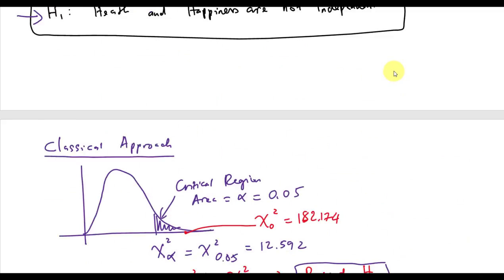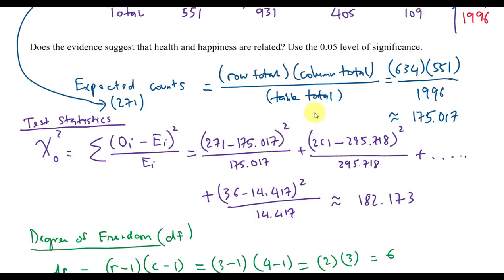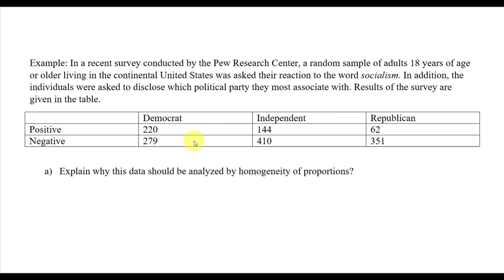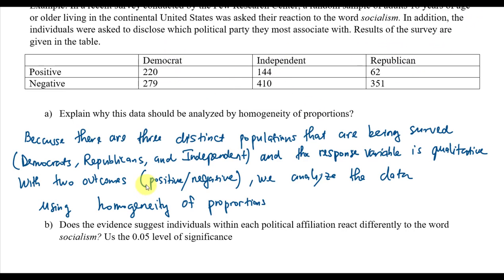So go back to the beginning of these notes here. If you have two or more populations, then we conduct a test of homogeneity of proportions. For the test of independence, we only focus on a single population. And that is the case here: we have three distinct populations that are being surveyed: Democrats, Independents, and Republicans. While the procedures for the test of independence that we saw earlier and the test of homogeneity of proportions are the same, the data differ.